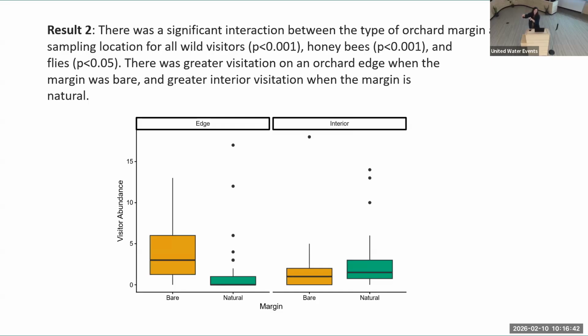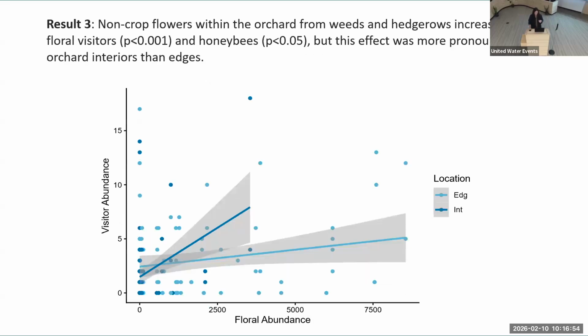So it's kind of tricky, but what this is saying is that when hedgerows are available on an edge, they attract visitors to the hedgerow, right? The edge visitors. But overall, those sites with hedgerows had more visitation on the interior, that they were just bringing more into the orchard overall, and more were spilling over into the interior, even though at the edge, they would pick the hedgerow over the edge.